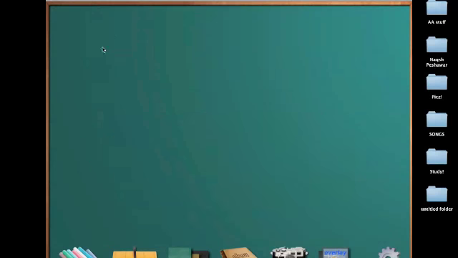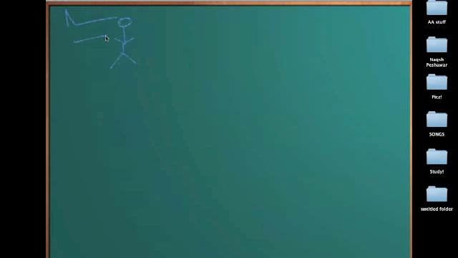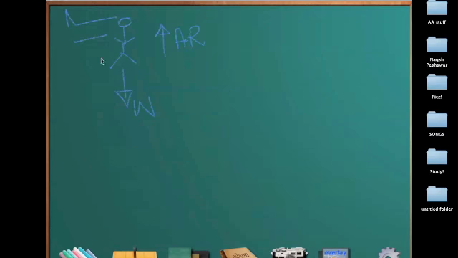Let's see. There is this person, and he jumps off, let's say, a plane. Now, there are two forces acting on this person. One is the weight of this person, and the other is the air resistance. Let's say he has a parachute in his backpack.